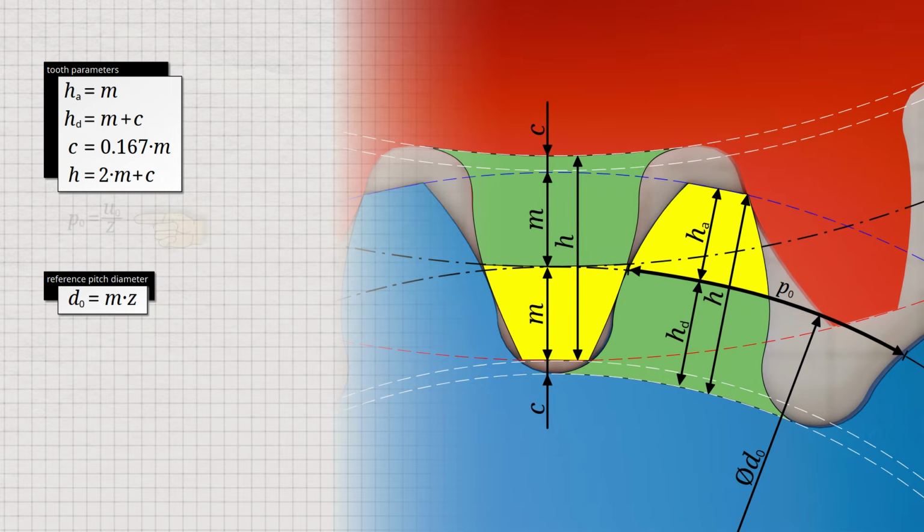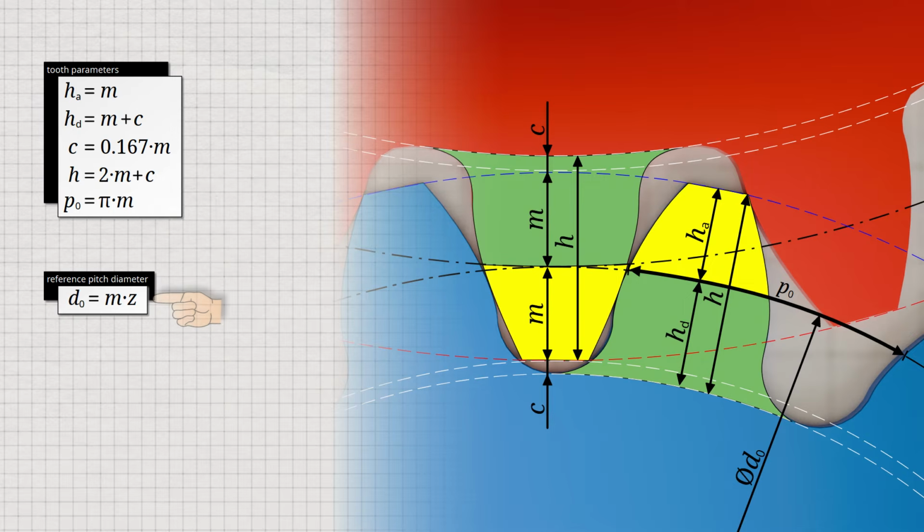The circular pitch P0 can be determined from the quotient of the pitch circle circumference U0 and the number of teeth Z. We express the pitch circle circumference here as the product of the pitch circle diameter D0 and the number pi. The pitch circle diameter can in turn be written as the product of the module and the number of teeth. We can now cancel the number of teeth and obtain the circumferential pitch P0 from the product of the number pi and the module M. At this point it becomes clear once again that only gears with the same module can be paired, as only then will the tooth distance P0 be the same for all gears and the teeth can mesh.